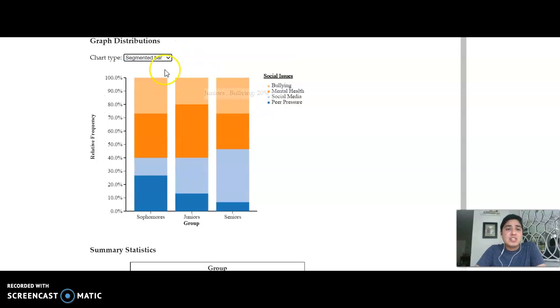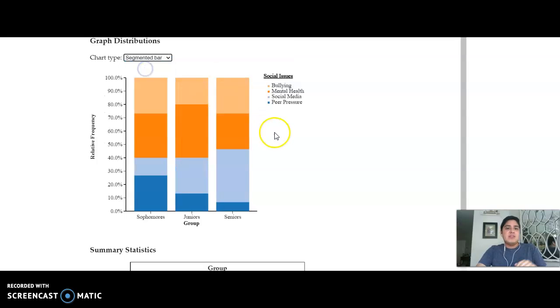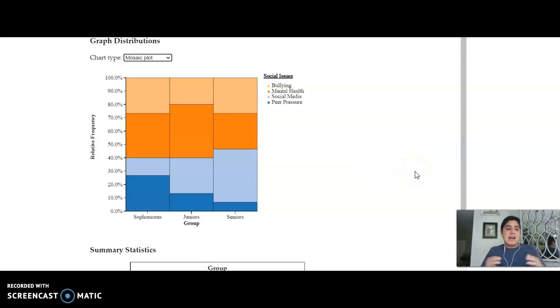Now, a segmented bar chart would be if I were to take each of these bars here and divide them by the total sophomores, which is what we did in our conditional distribution. So our segmented bar charts assume they're all the same sample size, so you can compare the categories across each one. And then lastly, our mosaic plot, which would take into account the different sample sizes. But here, since all of our sample sizes were equal, all of the widths of the bars are equal.